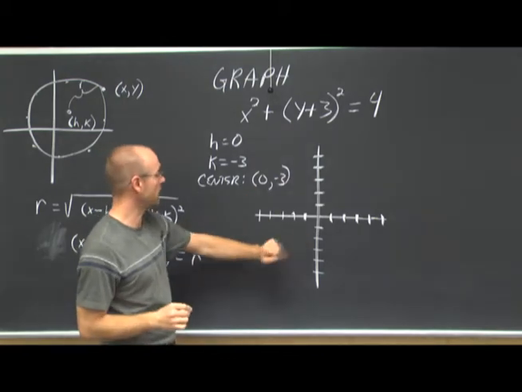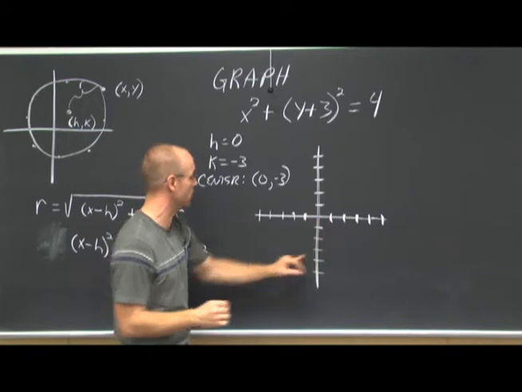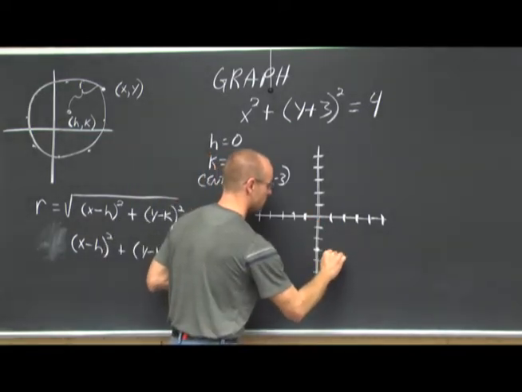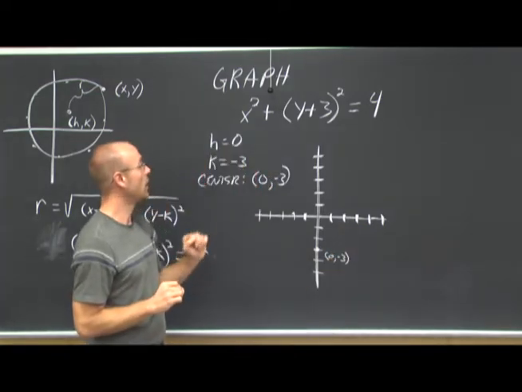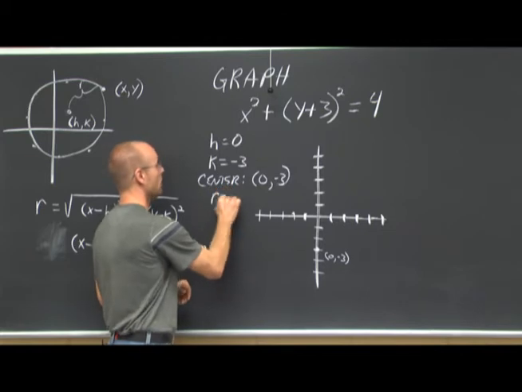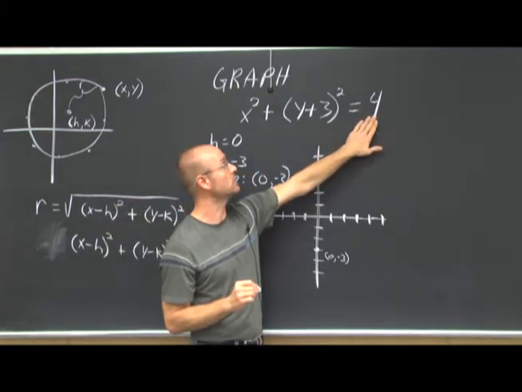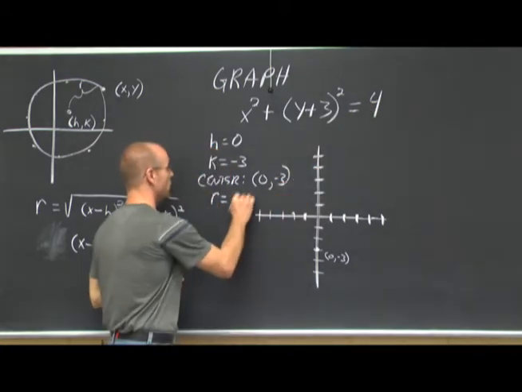All right, so we're going to put that on here. I'm going to go 0 in x, which is right here at the origin, and down 3. This is my center, (0, -3). Now, how far is my radius? Well, I always have to remember, if it's in standard form, this is my radius squared. So what value squared gives me 4? Well, I know that that's 2.